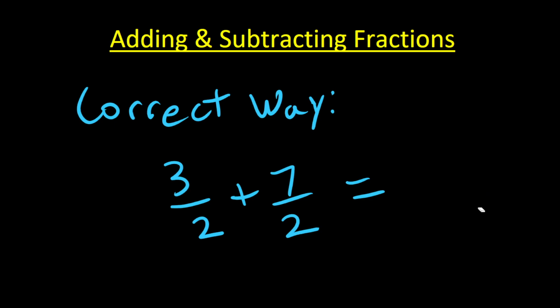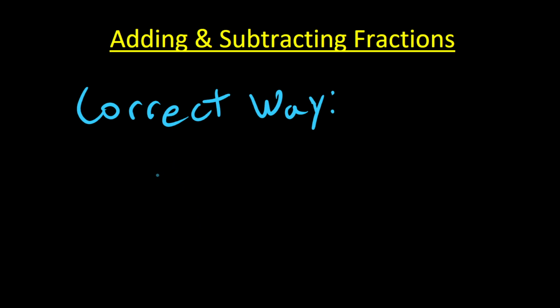So that works if they have the same denominator, but what if they don't have the same denominator? Let's go through that. 3 over 2 plus 5 over 4 equals, well, now here they don't have the same denominator. This one's denominator is 2 and this one's denominator is 4. So what we have to do is make them have the same denominator. How do we do that?